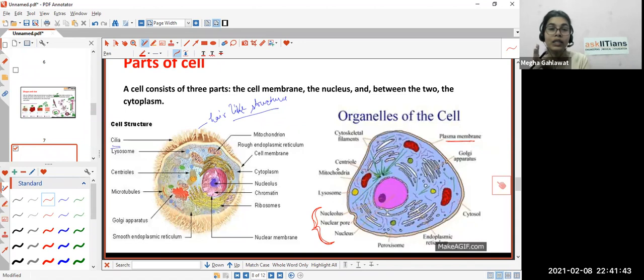What is a heredity material? Something which is passed on from generation to generation. In the case of the cell, it is the DNA, and it contains all the information about you. For example, the DNA present in my cell has the information about how my nose would be, how my eyes would be, how my cheeks would be. That is one thing, and it has multiple parts. We'll be studying more of these later. Then we have the endoplasmic reticulum. You can see right here the rough endoplasmic reticulum and the smooth endoplasmic reticulum. We'll be talking about both types.